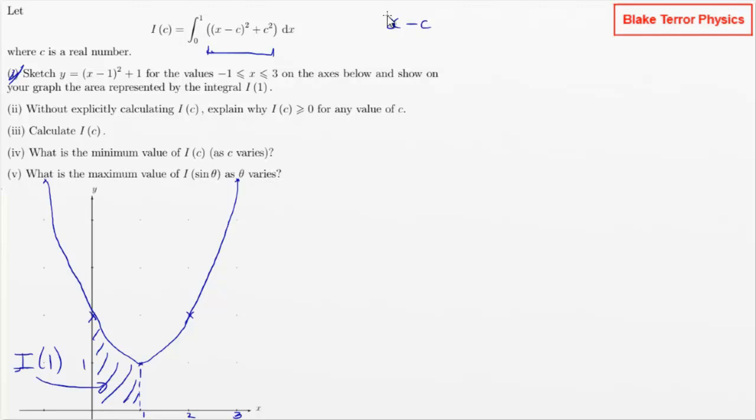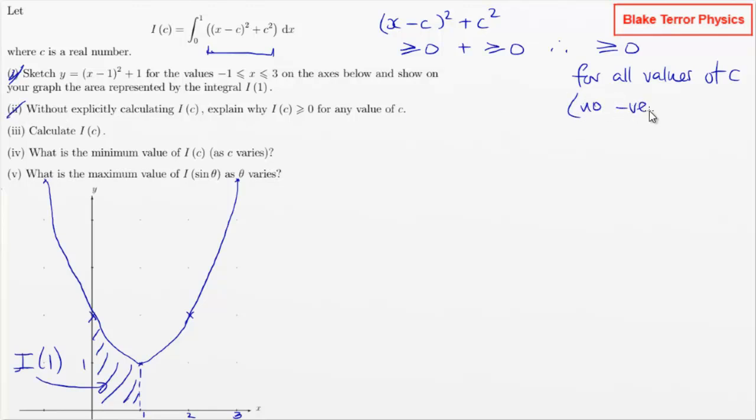So we've got (x minus c) squared plus c squared. So we've got two things that are squared added together. So that is going to be greater than or equal to 0. And then we're adding something which is greater than or equal to 0. So therefore, it's all going to be greater than or equal to 0. So we can say that this never drops below the x-axis, greater than or equal to 0 for all values of c. There we go. So that's good. Might even want to put in brackets, no negative areas.